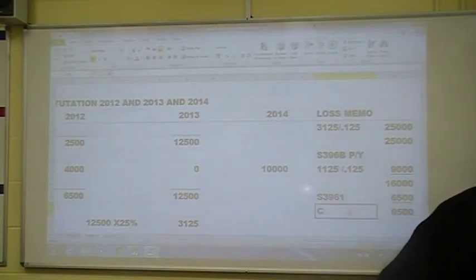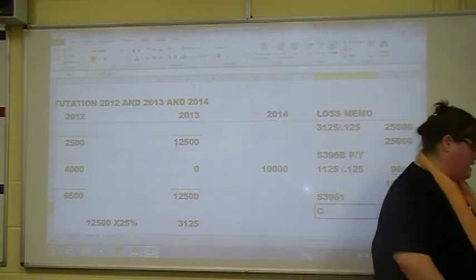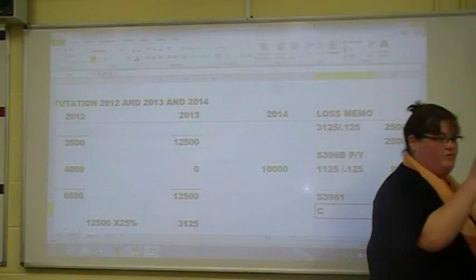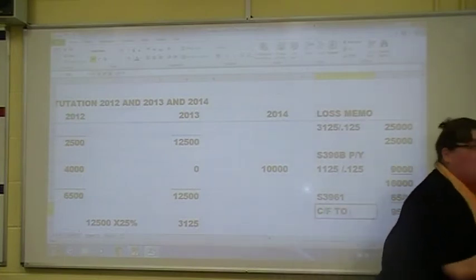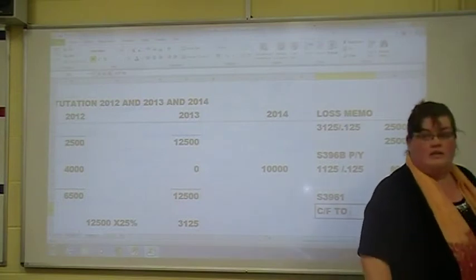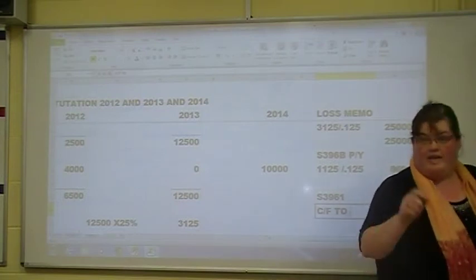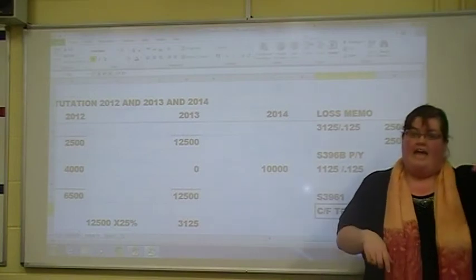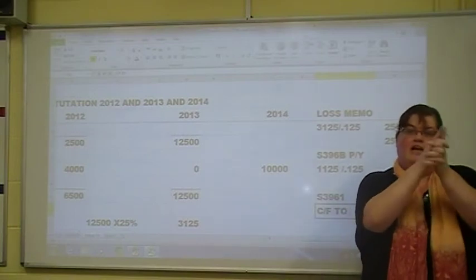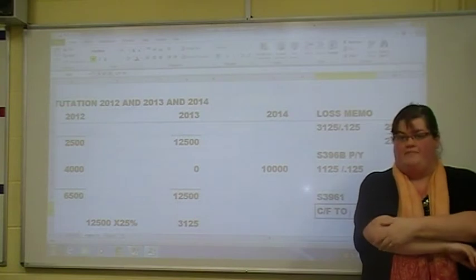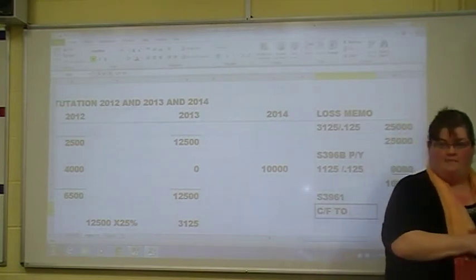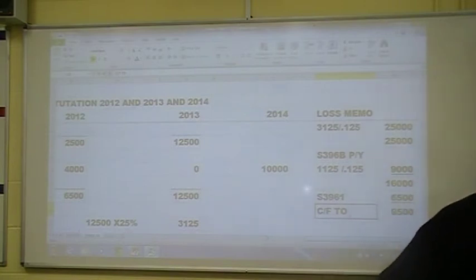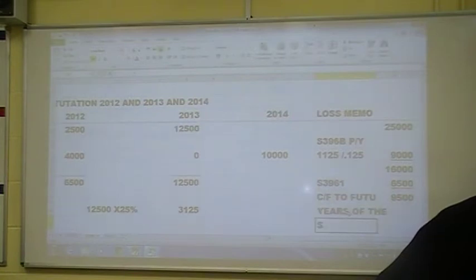We still can calculate CT liability, we just do it all the way down. So you'll be doing it next year if there's still a loss. A loss in 2015 can't be used against a prior year; it has to be a future loss. But a loss in 2015 or 2016, you could write off against the 12.5% there. So that's carried forward to future years of the same trade.